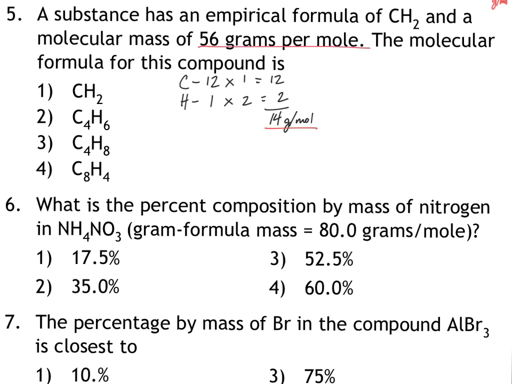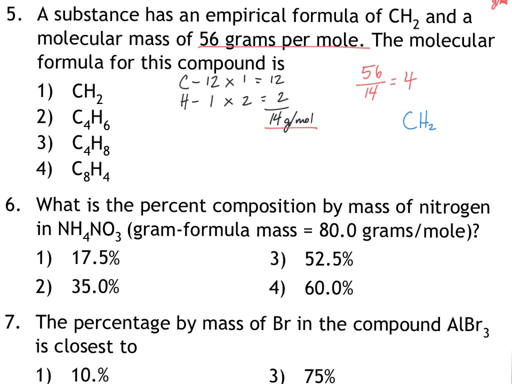So let's do a ratio. I was able to find that 56 divided by 14, which is the molecule's mass over the empirical unit's mass, was 4. That means that the molecule right here is 4 times larger than the empirical subunit. Now if that's true, then the empirical subunit of CH2 is only 1/4 of the actual molecule.